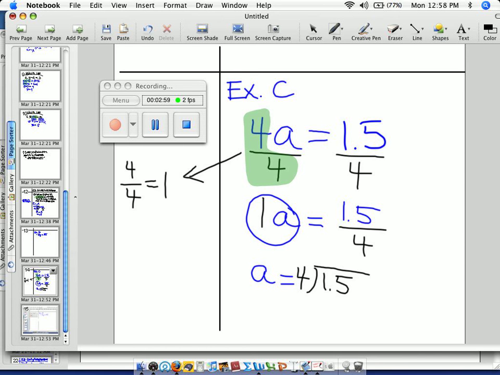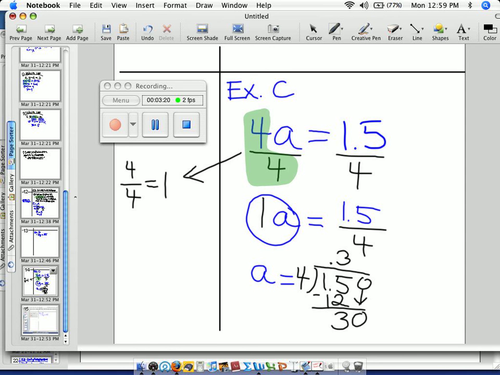When you're dividing by decimals, don't forget to include the decimal point in your quotient right away. 4 times what is close to 15? 3. Right. 4 times 3 is 12. 3 is my remainder. Bring down your 0. I'll add 1 zero. And I know a little something about this answer.